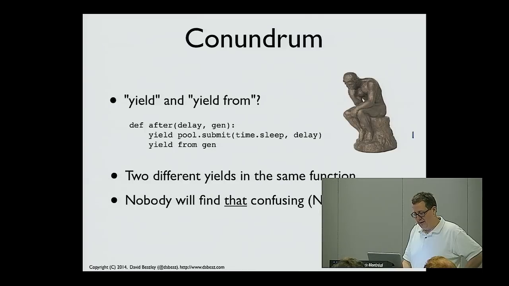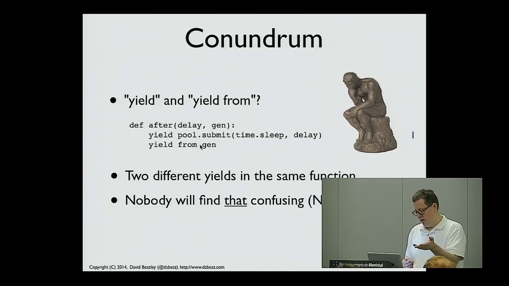But it does lead to a different sort of weird problem that's a little bit subtle. What do people think of this after function? If I were showing you this code, yield pool, yield from, and you had to go into the code and try to maintain something like that, I think it would be incredibly confusing to people, because it immediately opens up a line of questioning: when do I use the yield and when do I use the yield from?